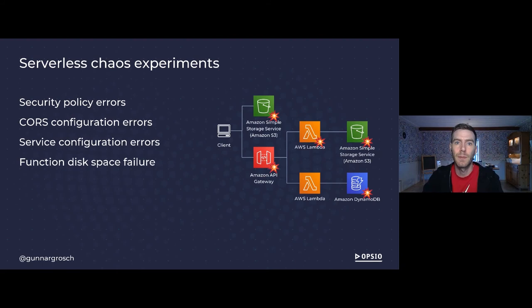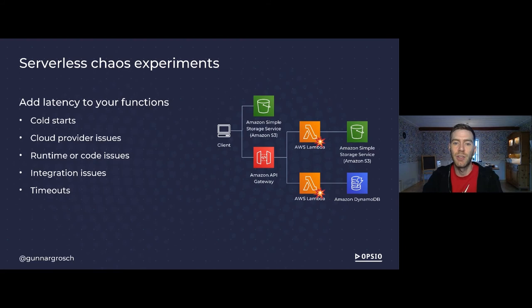Or we can use the mother of all serverless chaos experiments, latency. And by adding latency to functions, we're able to create a bunch of different failure scenarios, like cold starts that might affect functions if they haven't run for a while, different cloud provider issues, runtime or code issues, integration issues with downstream or upstream services, or to check our timeouts, to make sure that our timeouts are working as intended.